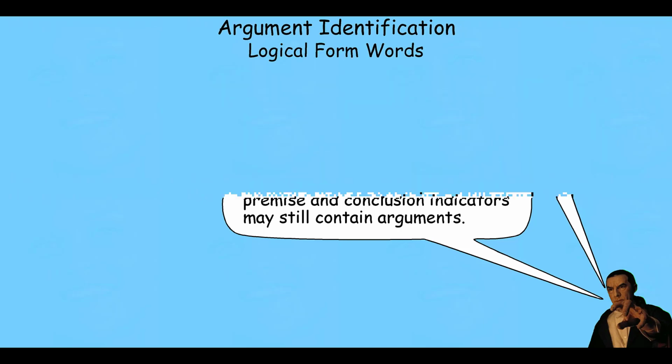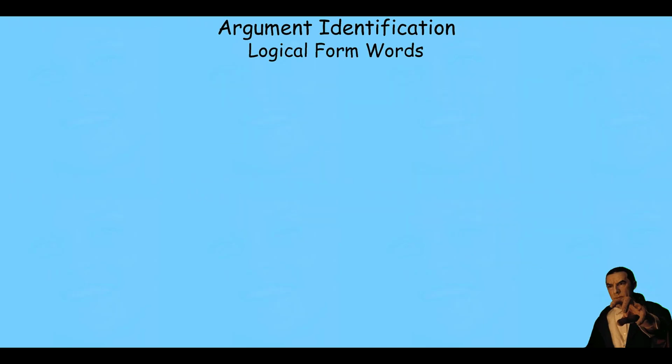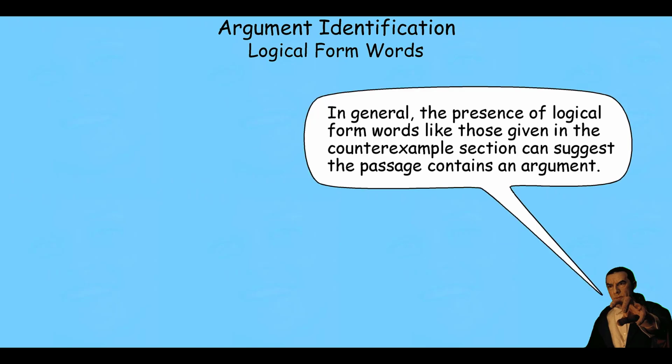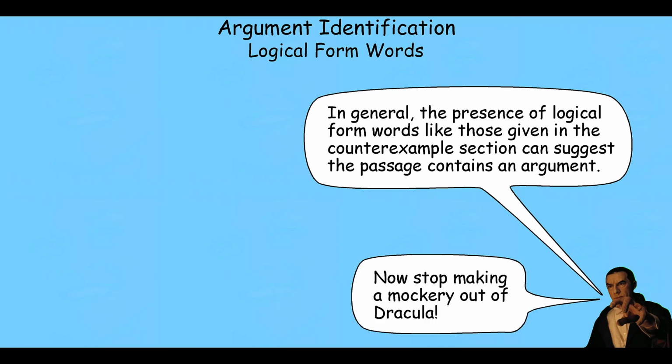There are other words and phrases that might also suggest that a bit of spoken or written language contains an argument. There are a number of logical form words that we'll look at in the next lecture when we look at the counterexample method. Words like all, some, no, if, then, either, or, both, and. These words all relate classes or statements to each other in a way that renders their logical structure. And so if we see a passage that has a number of these logical form words, this too can suggest that the passage contains an argument.